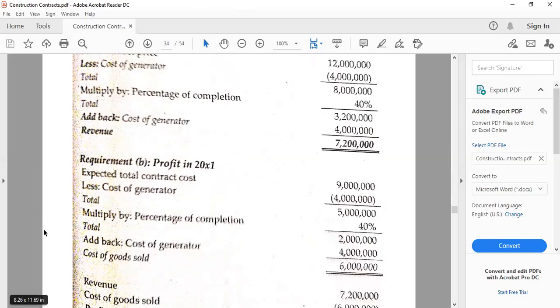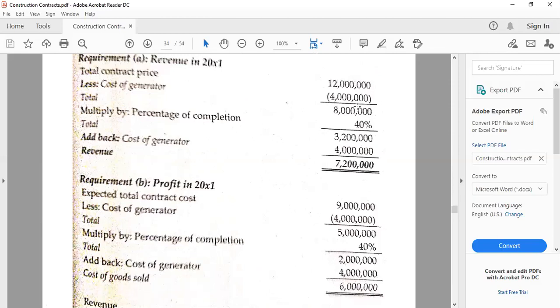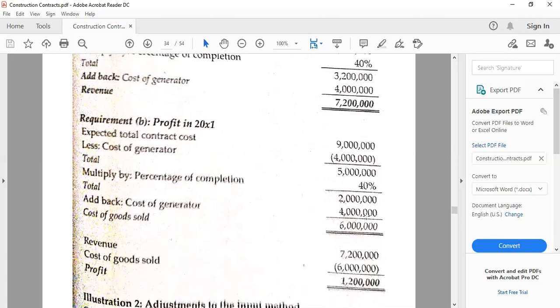First, we have to get the cost of goods sold, or let's just say the contract costs. So 9 million deducted by the cost of generator. We can notice here that there are adjustments on both the revenue and the cost. So 5 million cost times 40%, we get 2 million, and we add back the 4 million. In other words, the 4 million was not included so as not to alter the value of the revenue and costs that will be affected by the percentages of completion as applicable. So 2 million plus 4 million, that is 6 million.